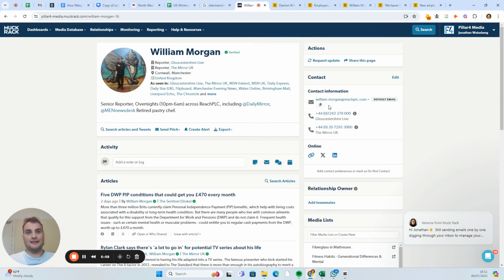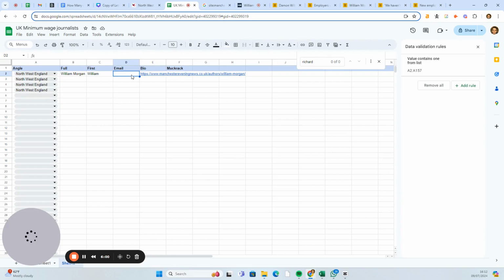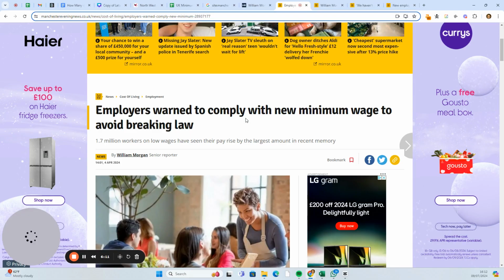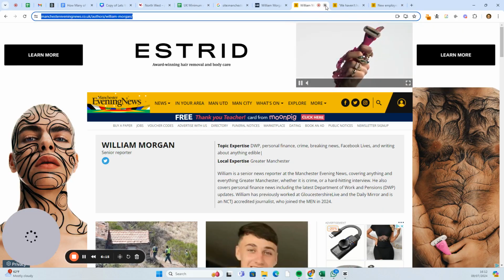And if I wanted to snag the email, I could get the email here, but obviously that's if you have a Muckrack account. But with a lot of UK journalists, you can get the email without using a Muckrack account. And I'll link to a video that I made on how to do that here. So that was William Morgan as well. That is William Morgan.